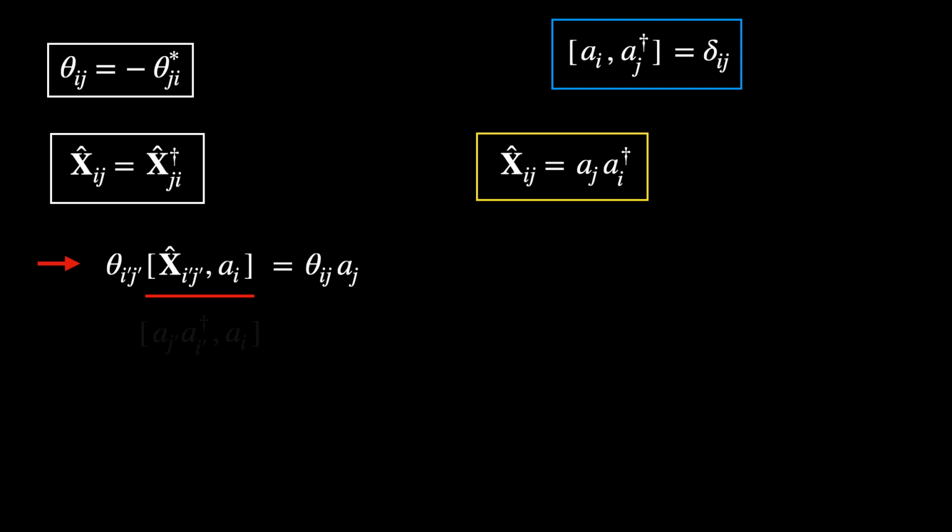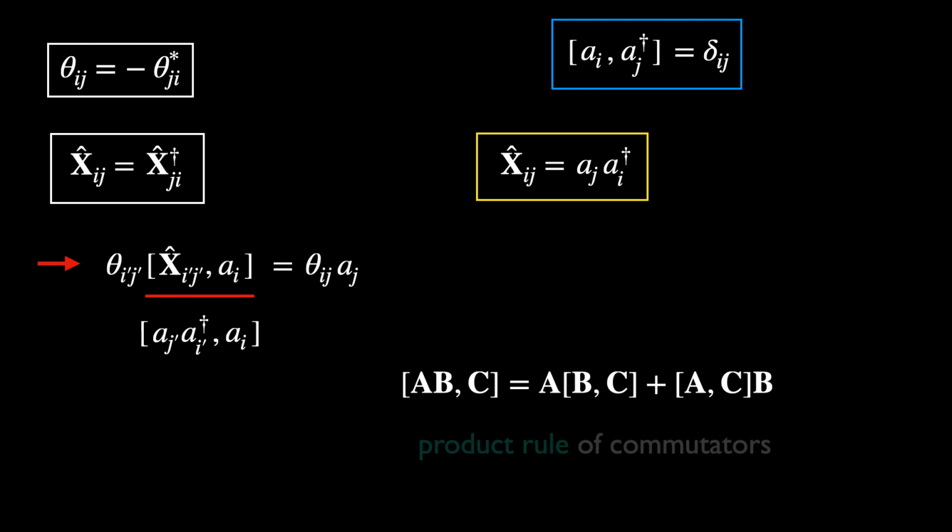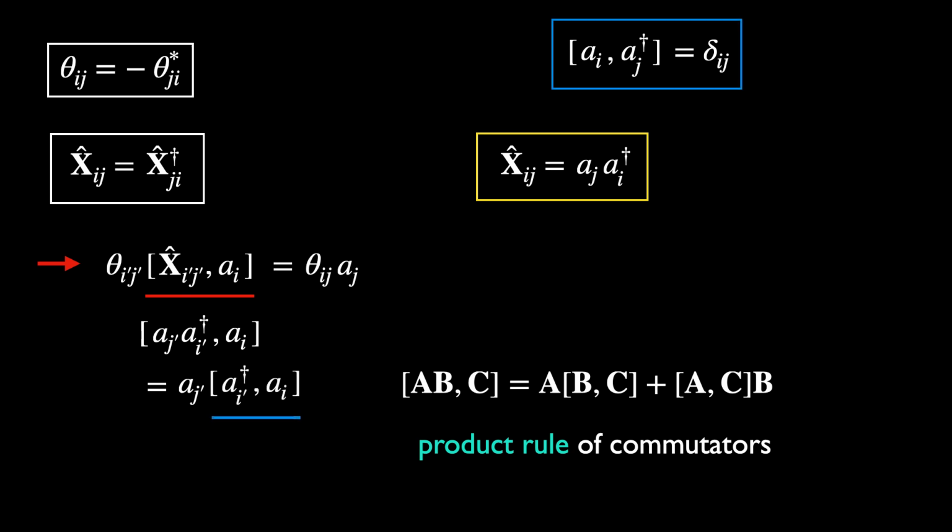Let's evaluate this commutator, which is easily done by applying the product rule of commutators that we have introduced way back in Lecture 1. Then use the commutation relations of the ladder operators, which gives minus delta I prime I. Compare this with the right-hand side. We realize that this minus sign is not needed. So let's define X with a minus sign.